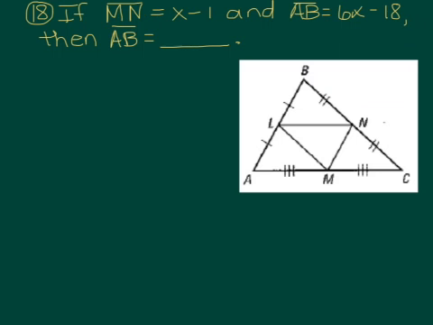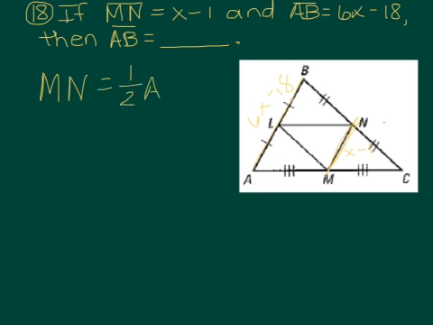Okay, on number 18, if MN is equal to x minus 1 and AB is 6x minus 18, then they want us to find the length of AB. So let's go ahead and label our drawing here. MN is x minus 1, and AB, this side over here, is 6x minus 18. Now the relationship between MN, which is this side here, and AB is that they're parallel to each other because MN is a midsegment. And we know that MN is half of AB. So MN is half of AB.